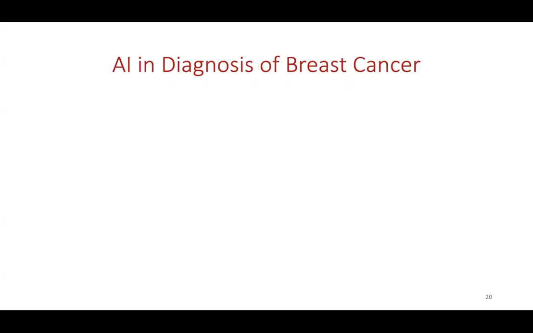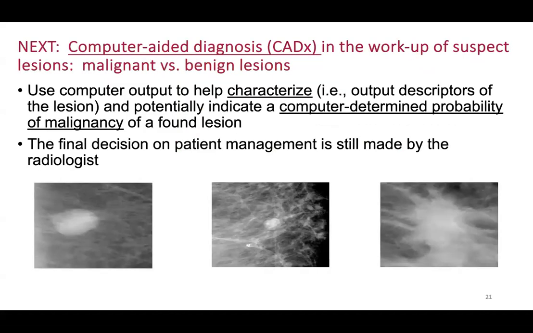Let's look at AI in diagnosis of breast cancer. Once a lesion is found, the patient then goes under workup to look at what is the likelihood that this lesion is cancerous. Could the computer help to characterize the tumor and potentially indicate a computer-determined probability of malignancy, leaving, of course, the final decision on patient management to the radiologist? So on the left, we have a benign. On the right, we have a clearly malignant case. The middle is kind of confusing. That is, in fact, a cancer.